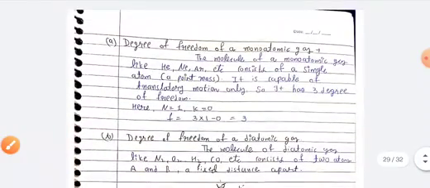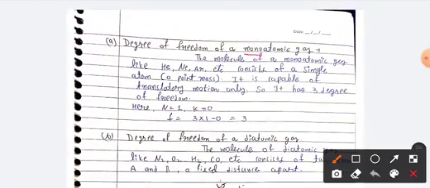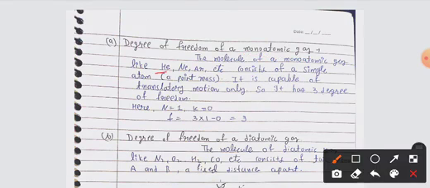Now first, the degree of freedom of a monoatomic gas. Monoatomic gas means the gas which is having only one atom. So the molecule of a monoatomic gas, like helium, neon, argon, these are the monoatomic gases. The molecules of a monoatomic gas consist of a single atom, that is a point mass.